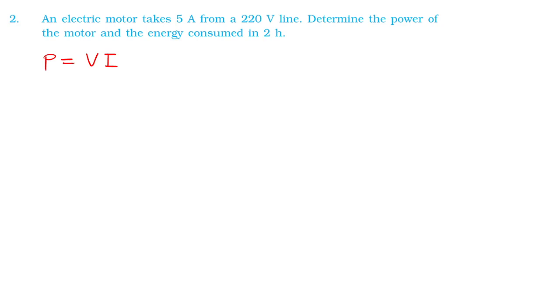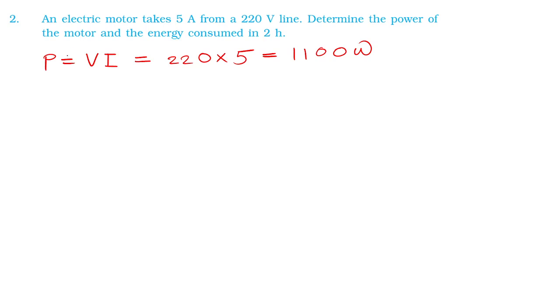In 1 second, how much work is done by the electric motor? Power is voltage into current. Figure is not required. Voltage is 220 and current is 5 ampere. The product will be 1100 watt. The first part is over. It's a very simple question. Only these types of questions will be asked, and I will discuss the indirect question later in the next class.